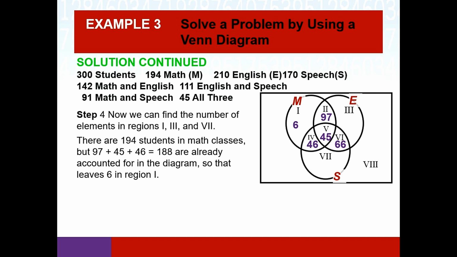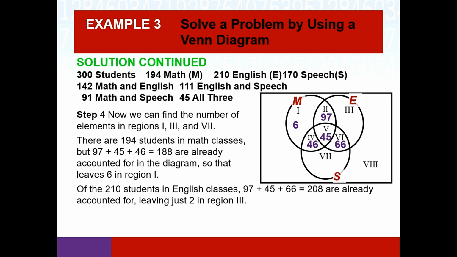Now, let's go to letter E. Now, for our English, we have 210 students. The 210 will be subtracted to 97, 45, and 66. So, in order for this to become easy, we add first 97, 45, and 66, which will give us 208 students. So, that 208 will be subtracted from 210, and then the answer of that is 2. So, therefore, there are only 2 students exclusive for English only.